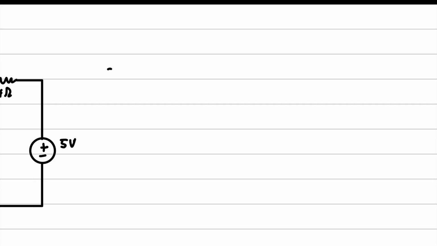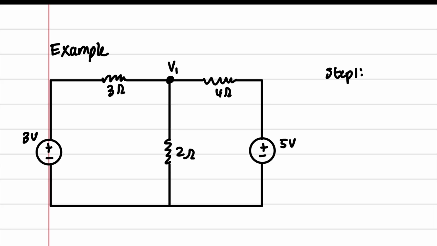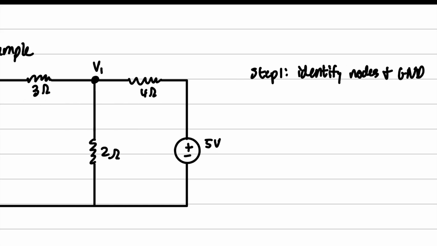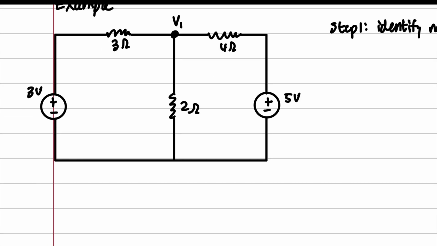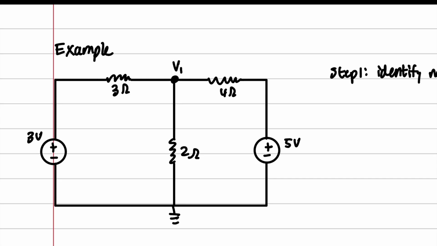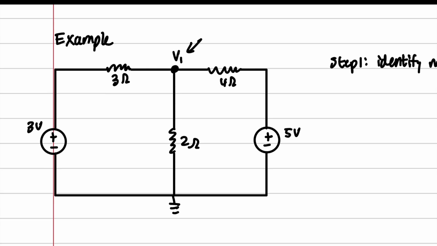So step 1, we're going to identify nodes and ground. Okay, it seems this is a nice ground because we obviously cannot ground V1. If we grounded V1, then we would just call V1 0 and we'd be finding this, but the problem specifically wants us to solve for V1. So we're going to call this guy right here 0 volts.